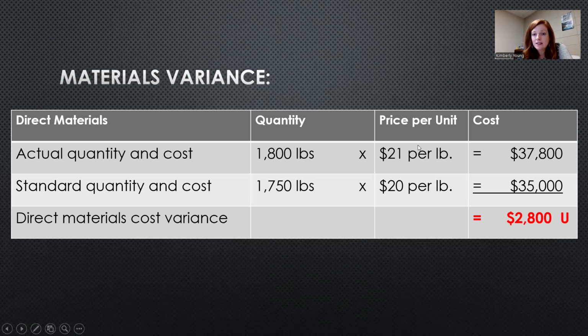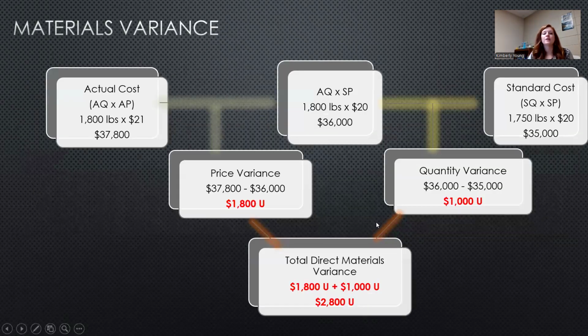I mean, just looking at this, I can tell that, okay, we had more material, more quantity, and it cost more. But let's figure out exactly the difference. So we fill in the actual quantity, 1,800 pounds, and $21 for the actual price. So just like we saw on that graph, we spent $37,800. Then over here, we put the actual quantity, just like we did there, times the standard price.